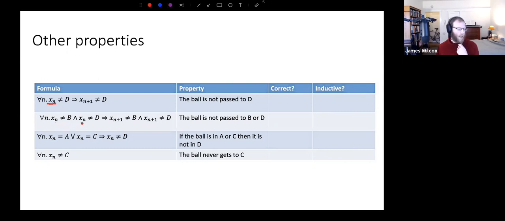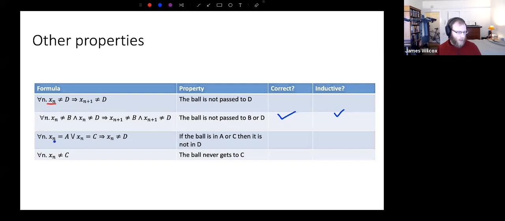Okay, so in the second formula, if xn is not B and it's not D, then in the next state, it's not B and it's not D. So again, this is related to our induction property on the previous slide once we strengthened it. So this one is also correct, and it's also inductive, right? Because if you know that it's not B and it's not D, then you still know that it's not B and it's not D.